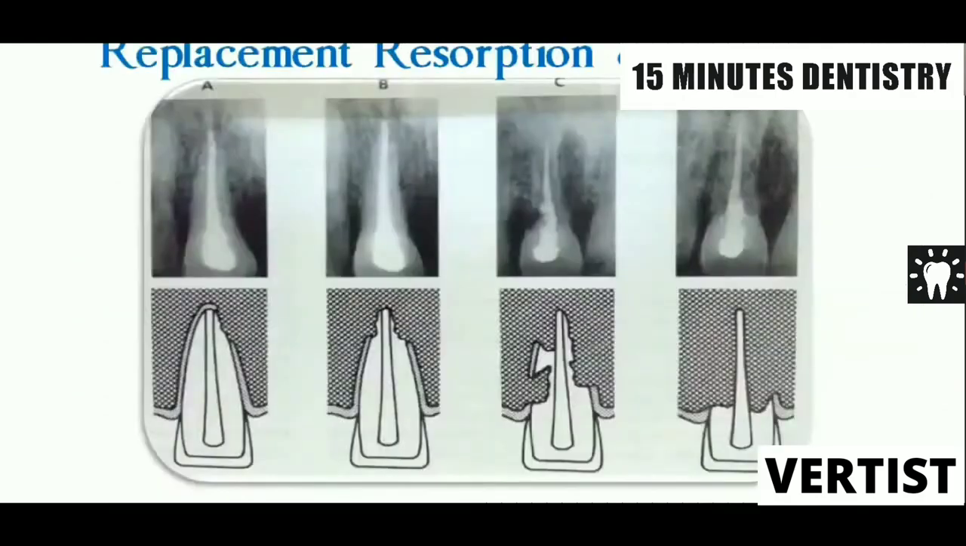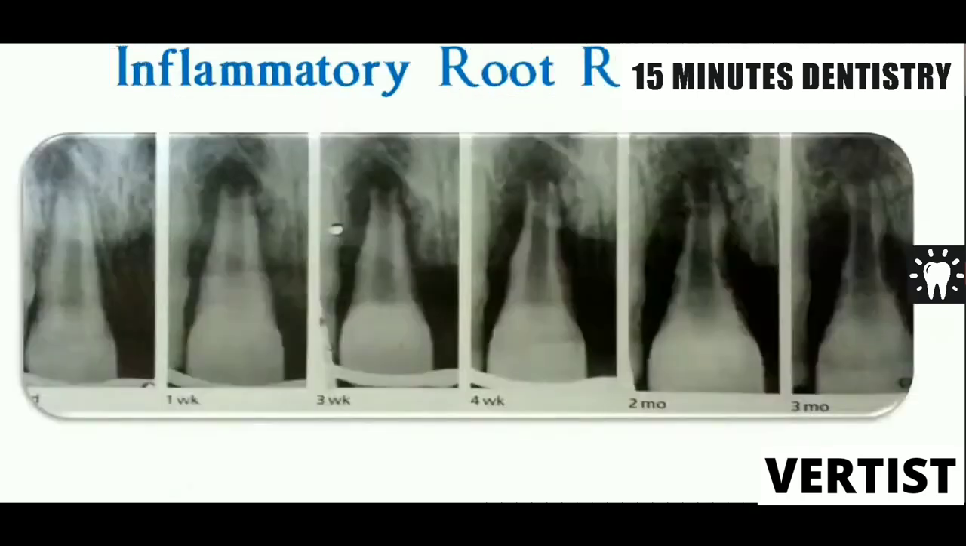So this is replacement resorption, explained with the help of radiographs and a schematic diagram. Here you see that the root has been replaced by bone, and the crown portion is ankylosed to the bone. So this is replacement resorption and ankylosis. And this is inflammatory root resorption.